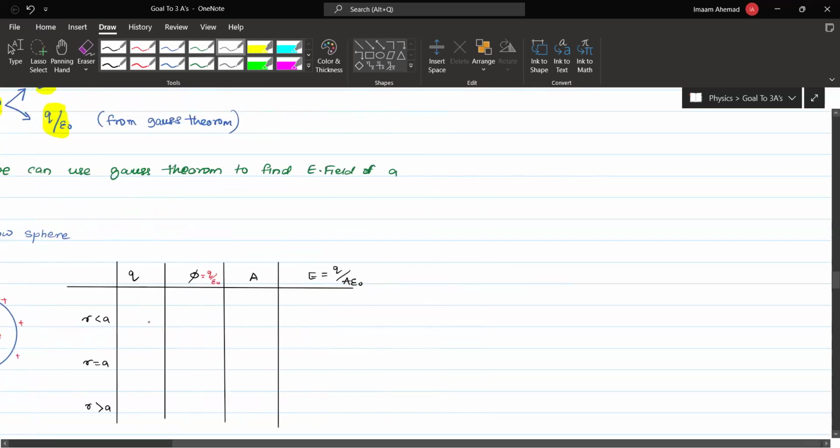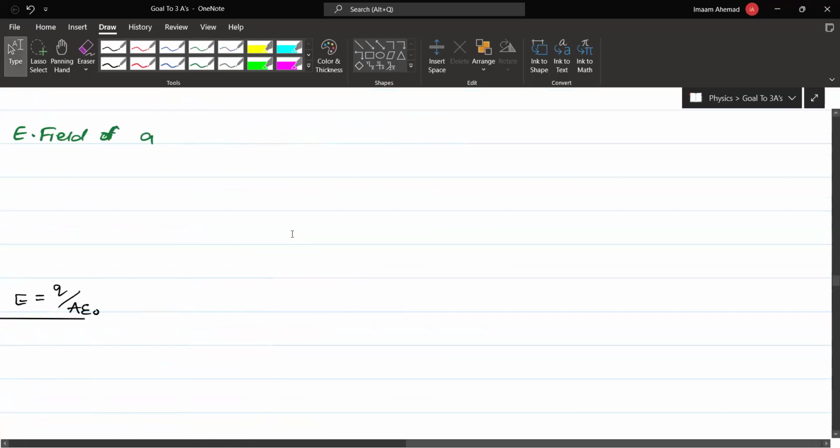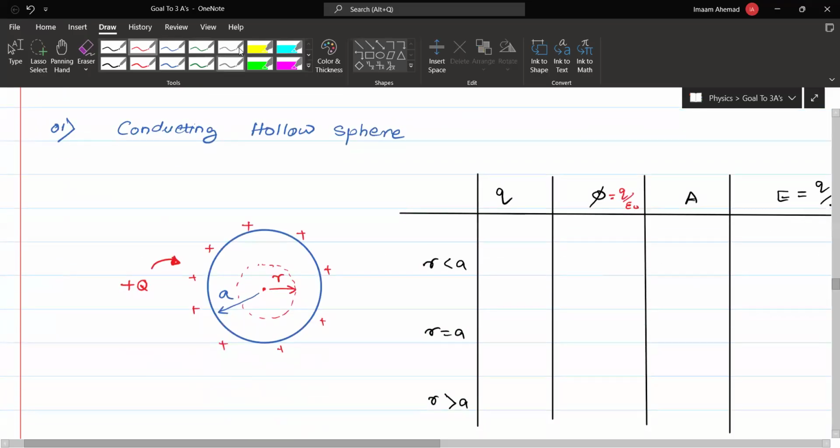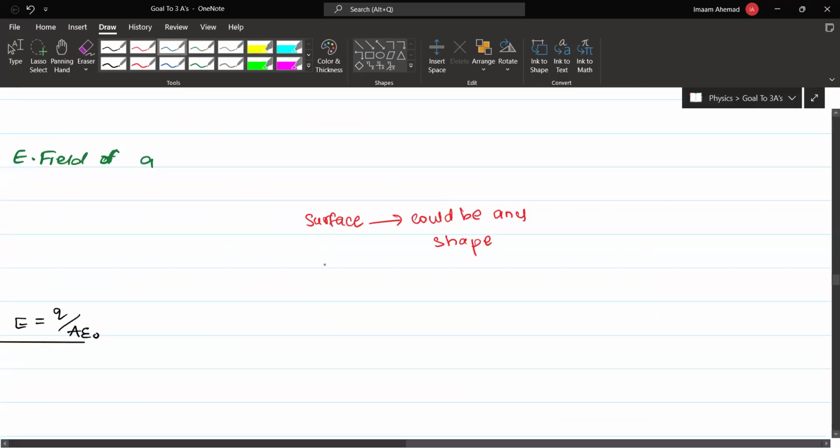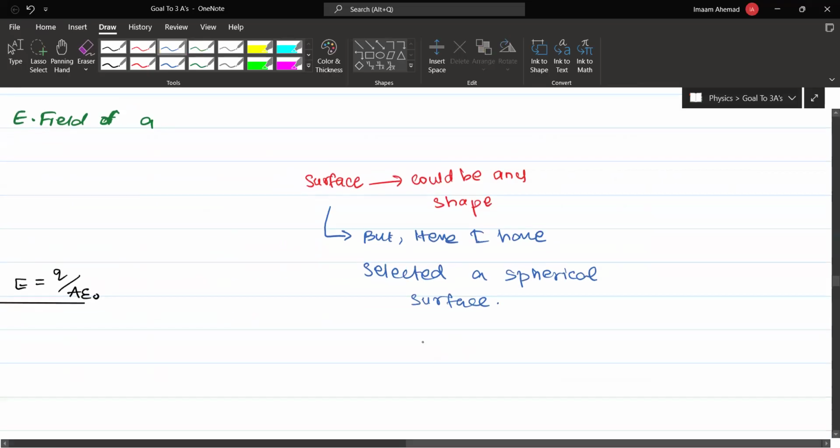Now, as we mentioned earlier, I said the surface could be any shape, right? But now what I have done is I have selected a spherical surface. Does anyone know the reason why? Why did I do that?